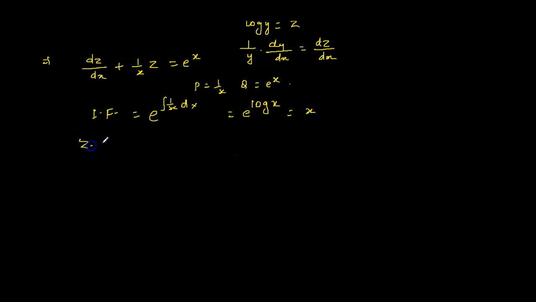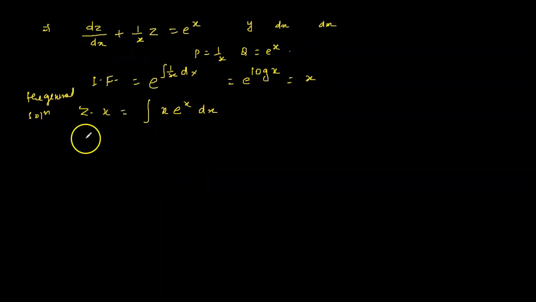So here, z into integrating factor, write the general solution here. z into integrating factor is equal to integral of Q into integrating factor. Q is what here? e to the power of x. So x into e to the power of x, this one. So z into x as it is, and on the right side you have to do integration by parts: u into integral of v minus integral of u' into integral of v. Keep this formula in mind.